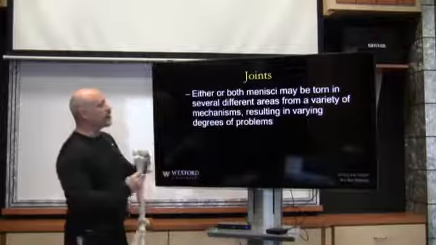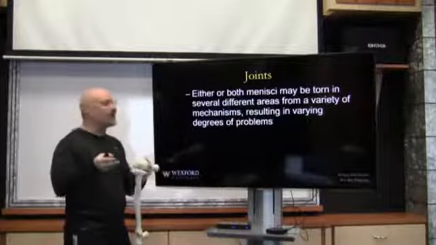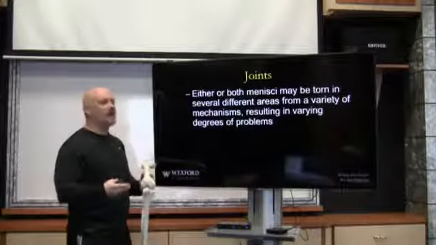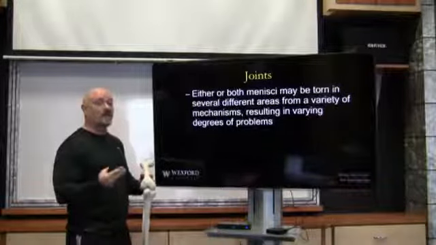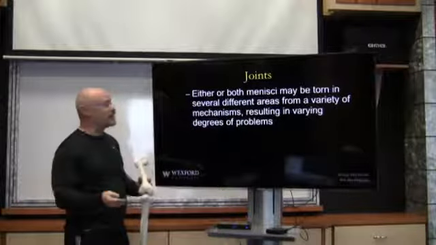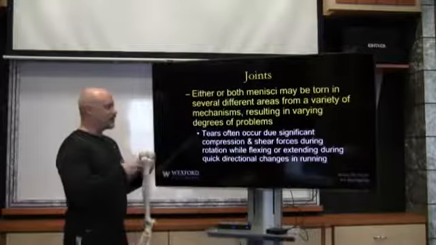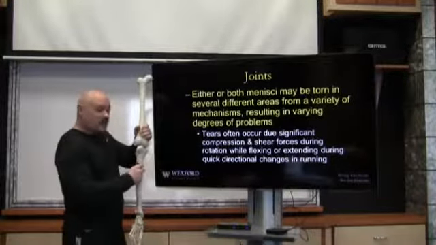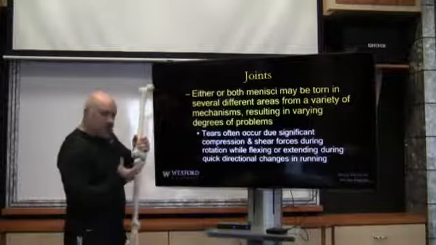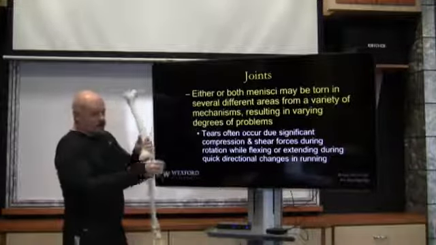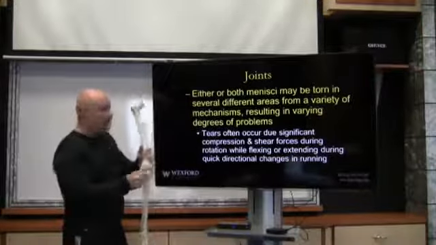Now either or both menisci may be torn in several different areas from a variety of mechanisms. You've heard a lot of people say that depending on what type of sport, you have a lot of knee injuries and a lot of torn menisci, resulting in various degrees of problems. Now tears often occur due to significant compression forces. When you push things together, it causes compression. And shear forces. Remember, shearing, they're scraping each other.